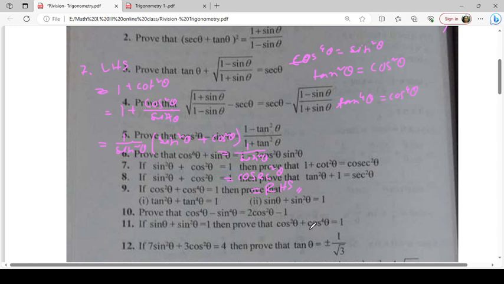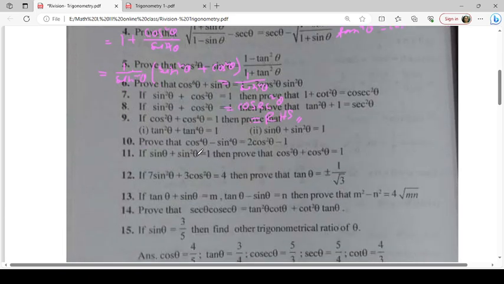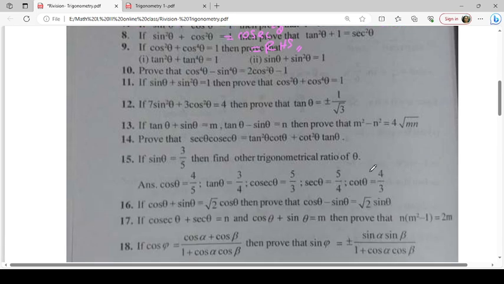Similarly, cos to the power 4 theta is sin square theta. So cos square theta is sin theta. In place of cos square theta we write sin theta, and in place of cos to the power 4 theta sin square theta, and this is equal to 1. So this is also a square minus b square formula. A plus b whole into a minus b. A plus b is 1. So in this way you can do it.